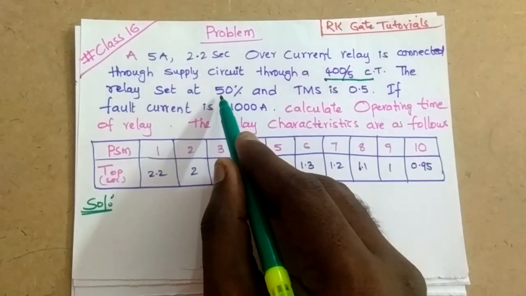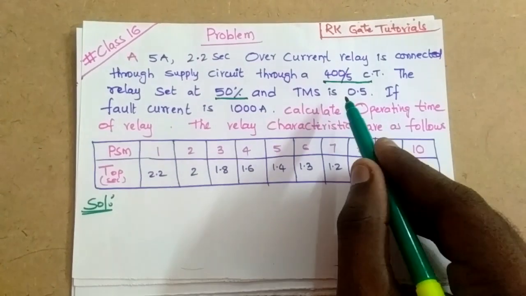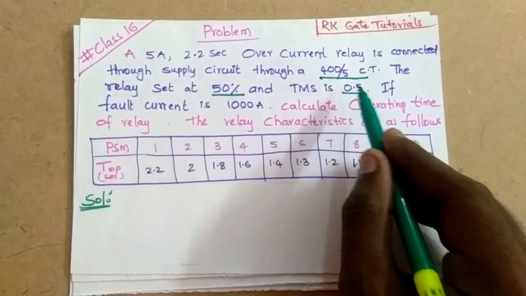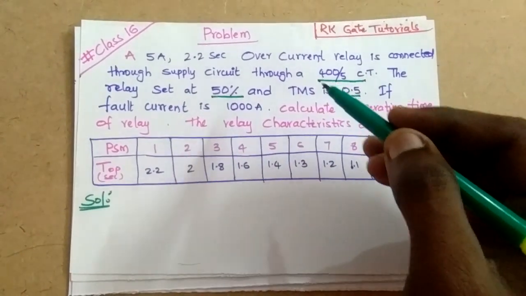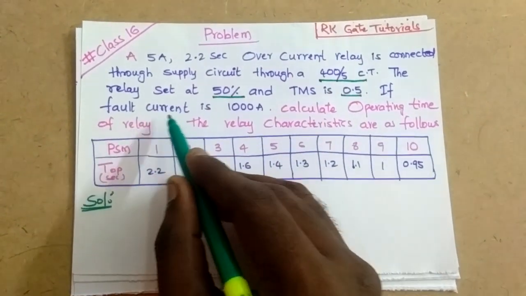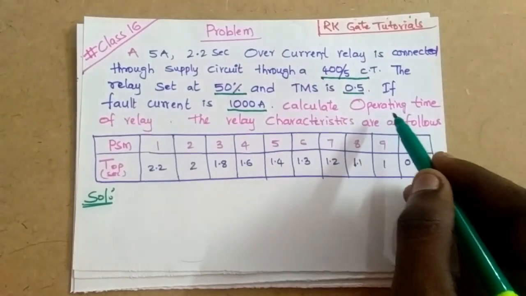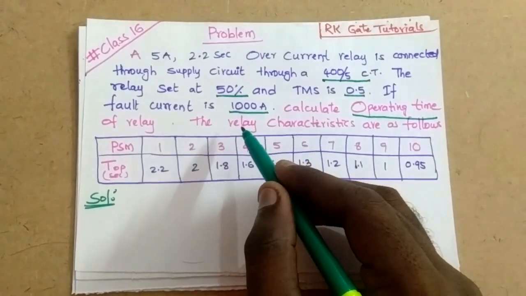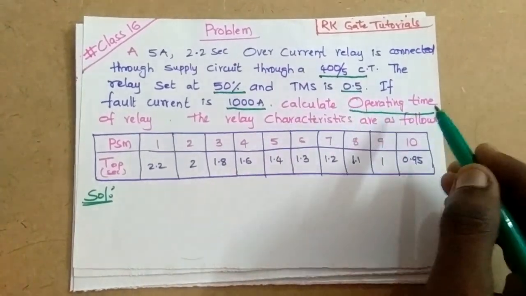The relay is set at 50%. This 50% is the setting of the relay, and TSM, time setting multiplier, is 0.5. 0.5 in the sense the relay contact is about 50% distance to the trip circuit. If fault current is 1000 amperes, so here is the fault current given. Calculate the operating time of relay, the relay characteristics are as follows. So he's asking to calculate the operating time.